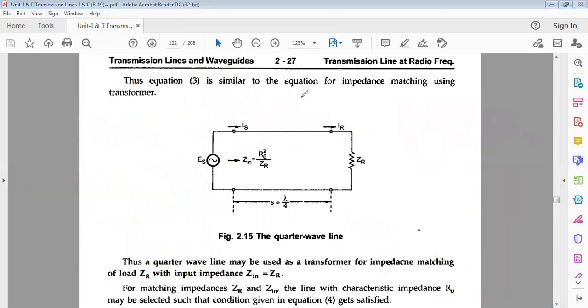Got it, my dear students? Thus, equation 3 is similar to the equation of impedance matching using the transformer. Zin is equal to R0 square by ZR. Thus, a quarter wave line may be used as a transformer for impedance matching of load ZR with the input impedance Zin. So the quarter wave line is used to transform the impedance matching.